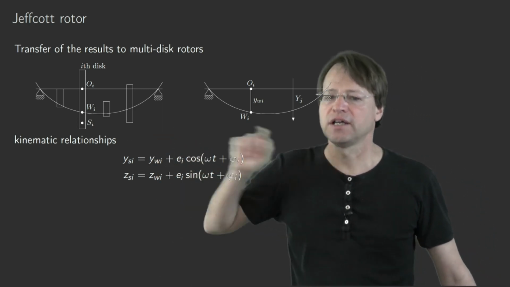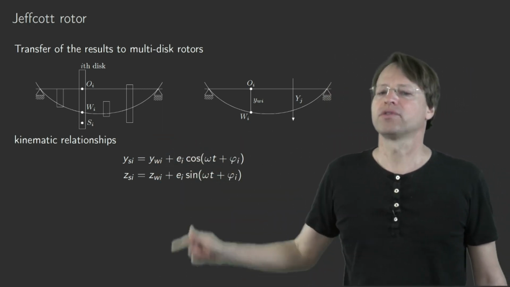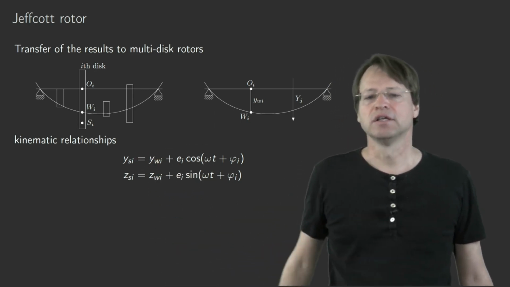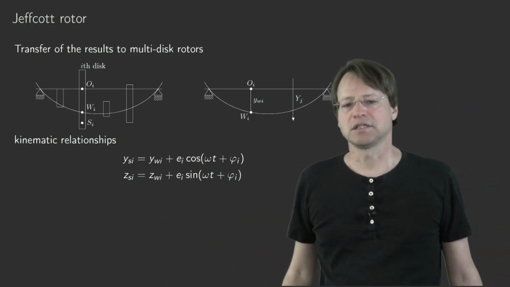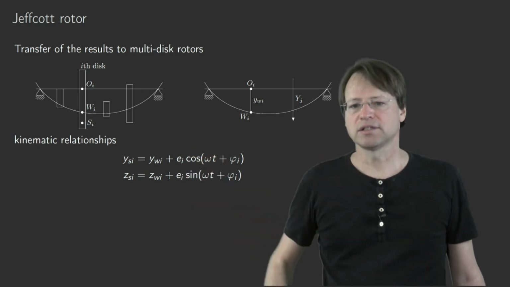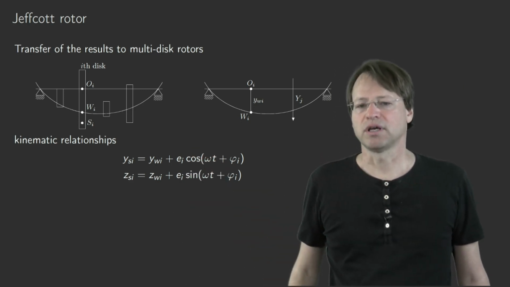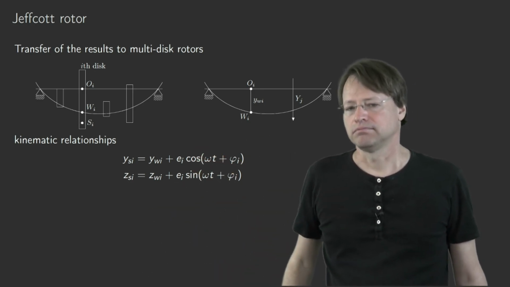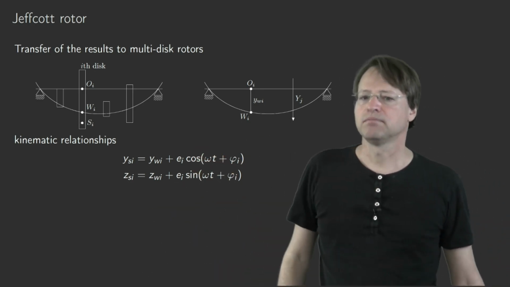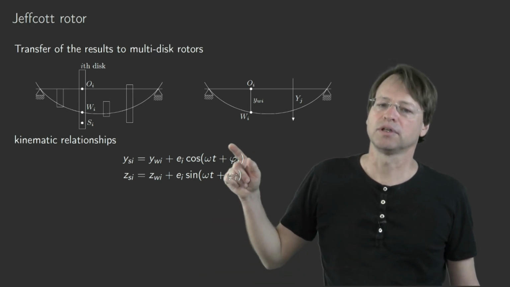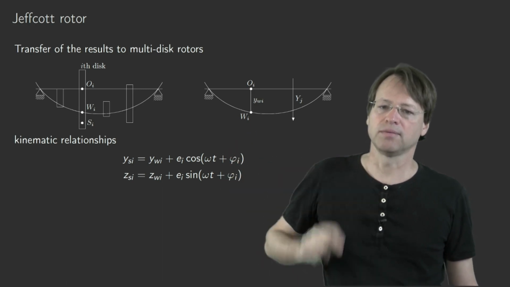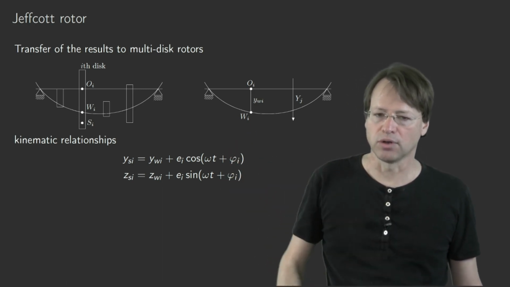On the left-hand side, you will find the center of gravity of the ith disc. So it's just an index i that you have to add to the subscript S here. The same holds on the right-hand side. You will find the coordinates of point W. And then you have the distance E between the two points and the corresponding contribution in cosine and sine direction, which is co-rotating with omega, the rotational speed of the rotor.